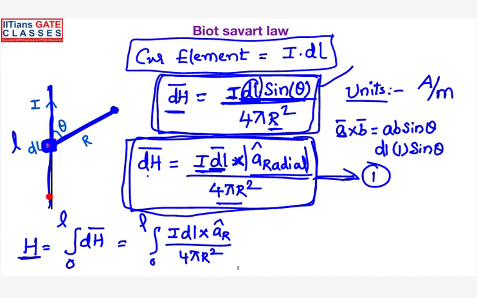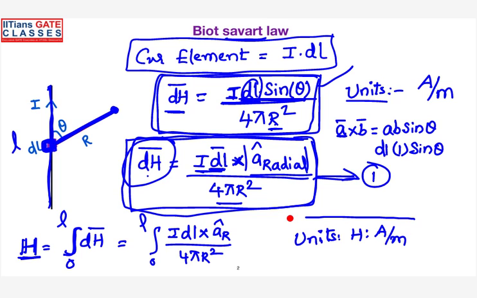So the Biot-Savart law basically gives the differential magnetic field. To find out the total magnetic field, you can integrate straight away. And here the units of the magnetic field intensity will be in the order of ampere per meter. So any doubts in this slide you can ask.